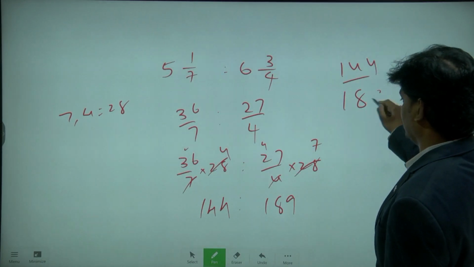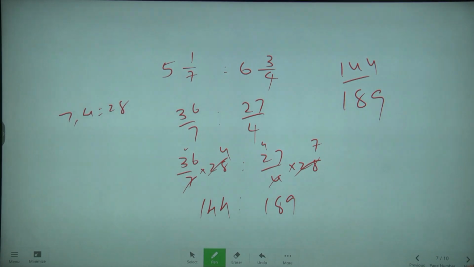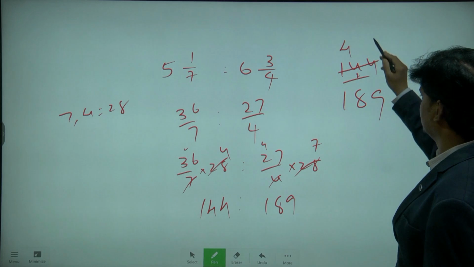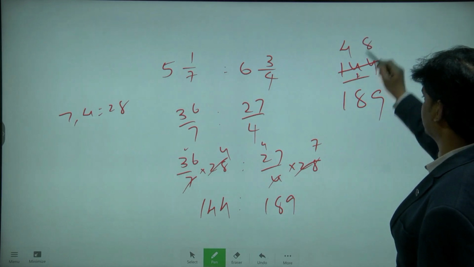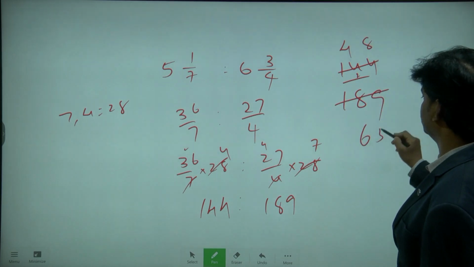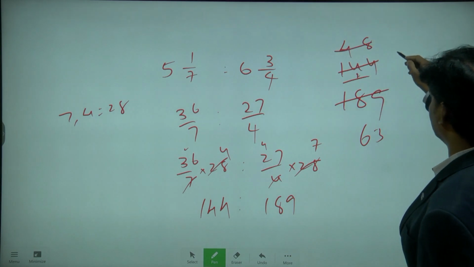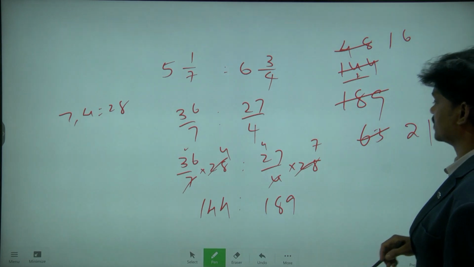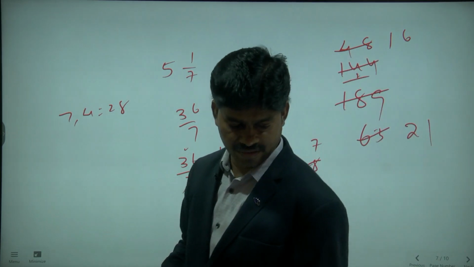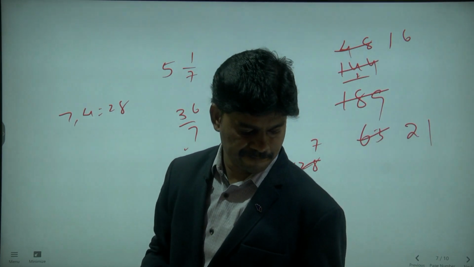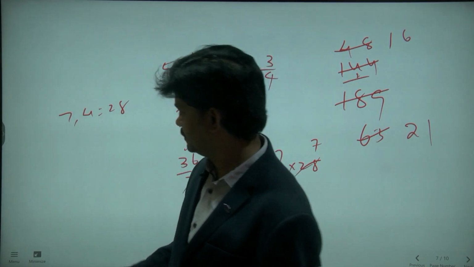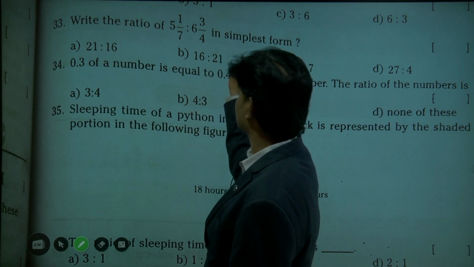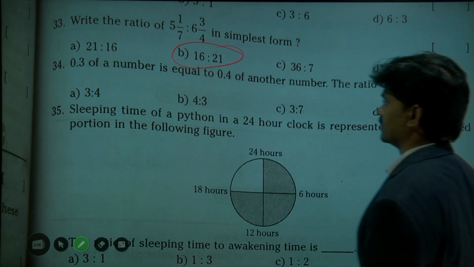Let's take the 3 table. 3 4s are 12, 3 21s are 63, again 3 table: 16 and 21. 16 is to 21 is the answer, right? Yeah, check here, option 16 is to 21 is the answer.